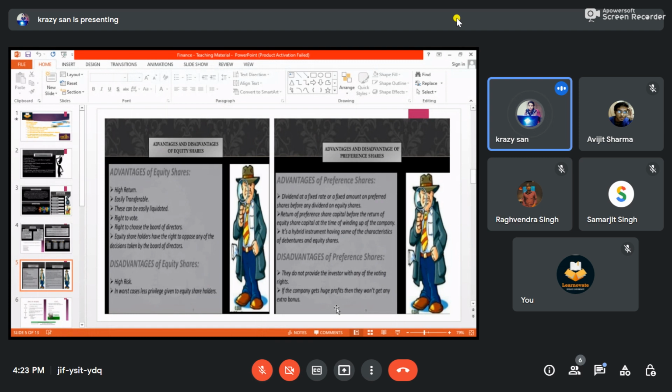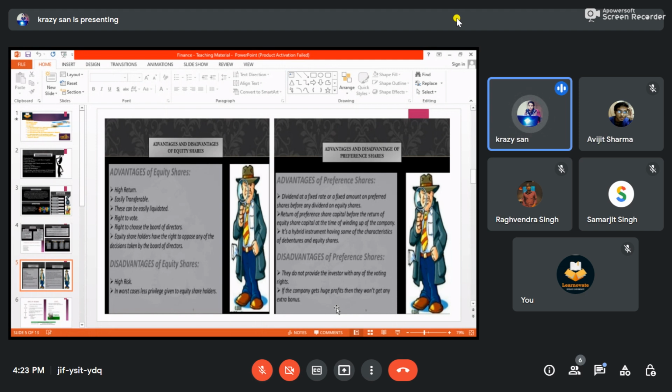If a company gets bankrupt, first priority goes to preference shareholders to give them their money back, and then come the equity shares. So equity shares do have many advantages, but there are two disadvantages: high risk and less privilege.